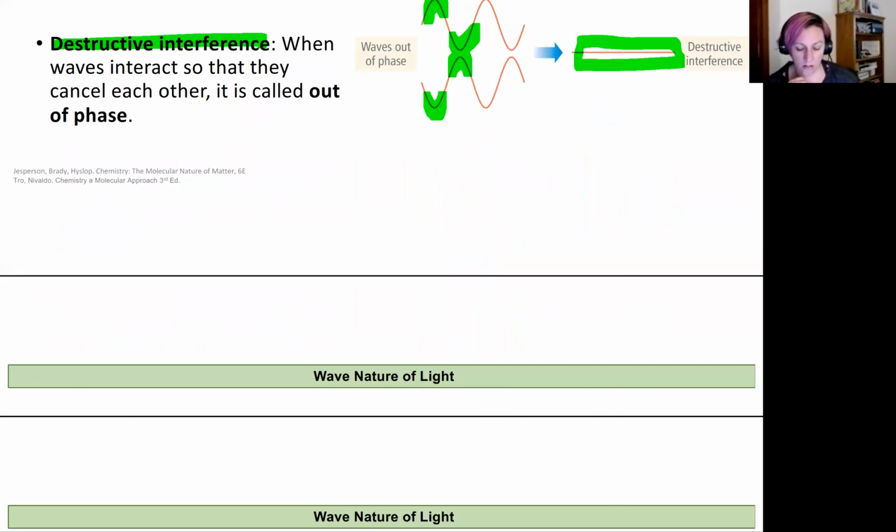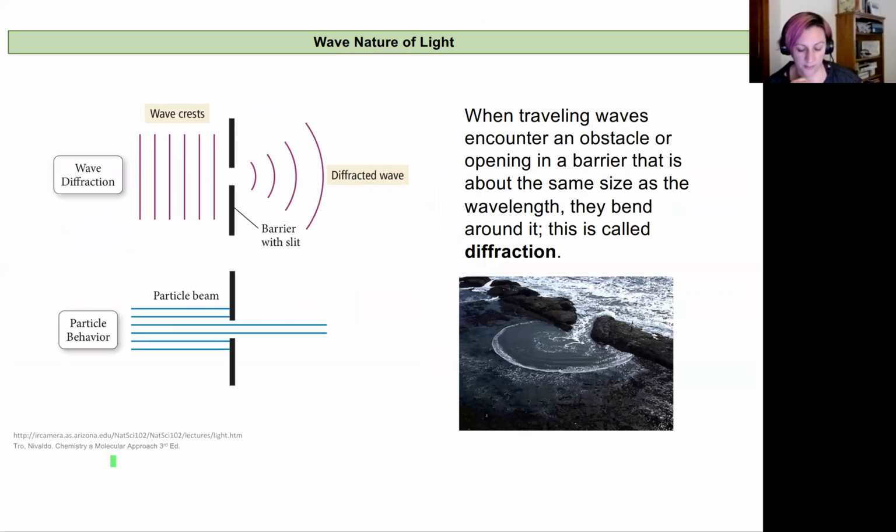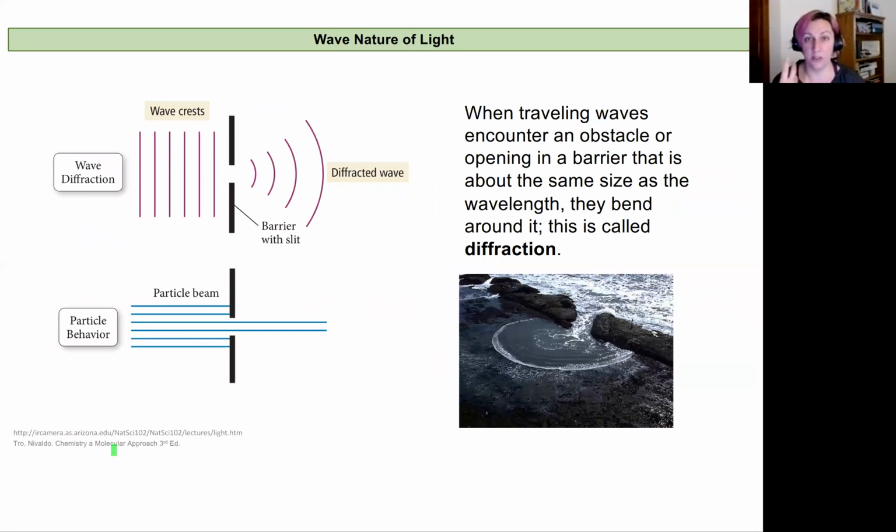And so this becomes useful in understanding the wave nature of light and how it behaves as a wave. If you have a wave go through a barrier with a slit, you're going to see diffraction. And we see this in all types of waves, not just light, but in things like waves from the ocean.